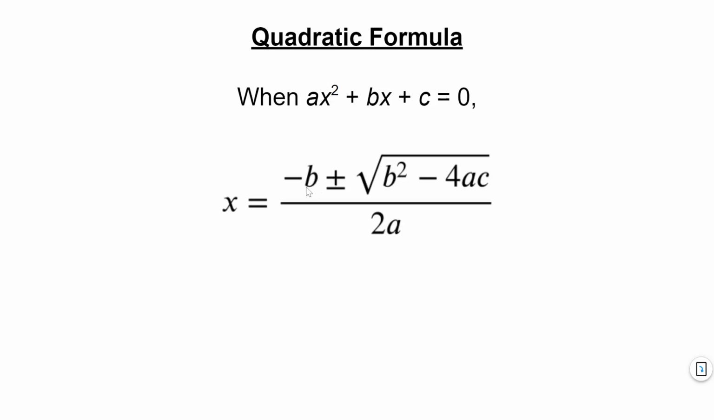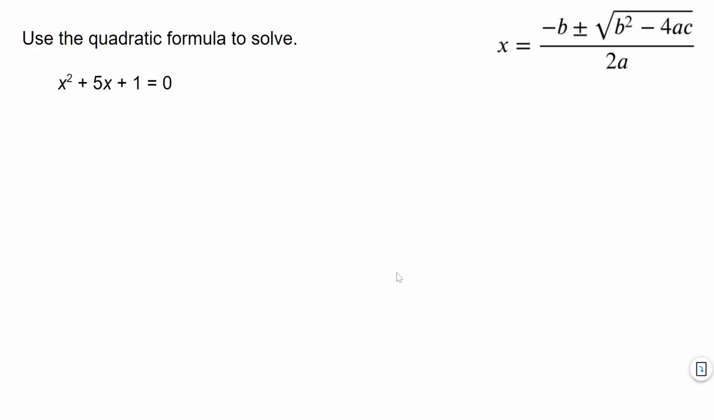So we have opposite of b, and I like to say opposite of b rather than negative b, just in case your b value is a negative number, then you would have a positive number here. So the opposite of b plus or minus the square root of b squared minus 4 times a times c, or 4ac, and all of that, the negative b plus or minus the square root expression, is in your numerator and divided by 2a. So let's take a look at using this.